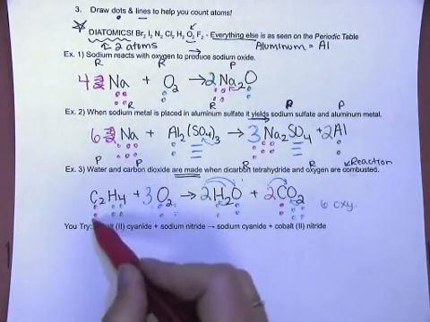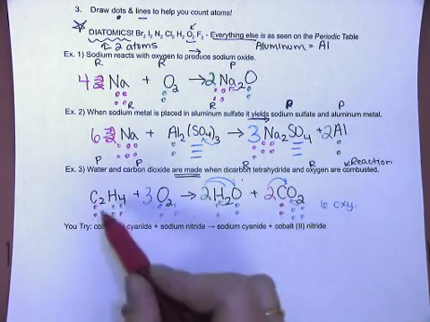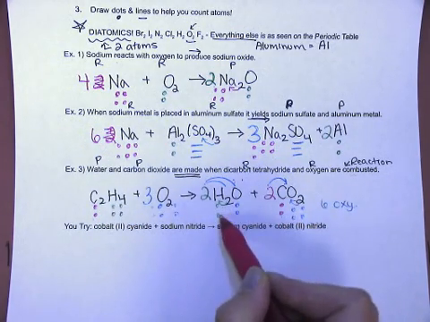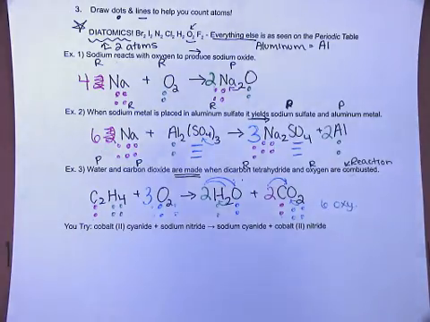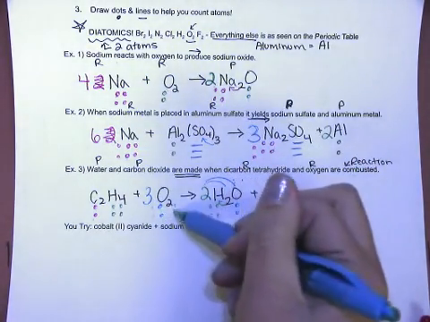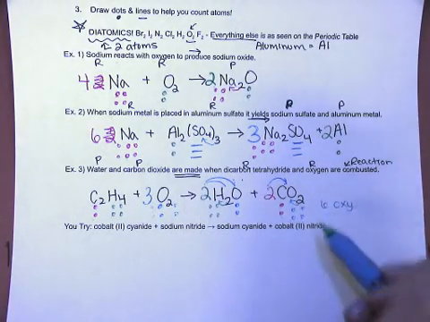So I go back and check. 1, 2 carbons and 2 carbons. 1, 2, 3, 4 hydrogens. 1, 2, this 2 made my 4 hydrogens there. And 1, 2, 3, 4, 5, 6 oxygen, 2, 3, 4, 5, 6 oxygens.